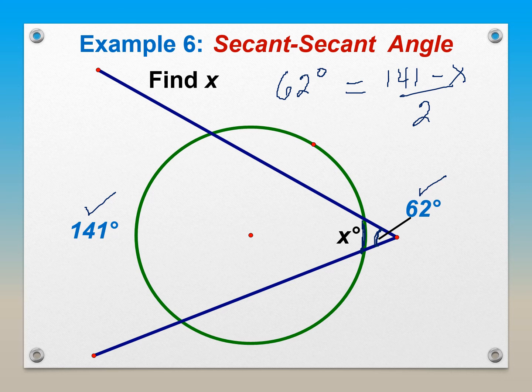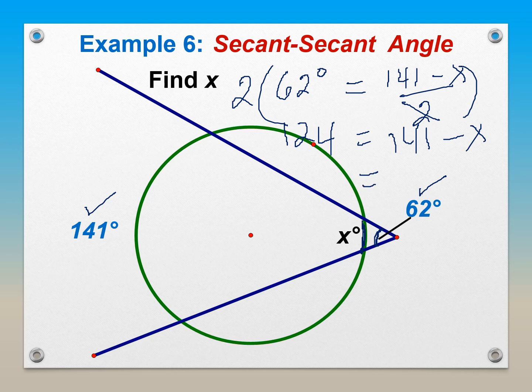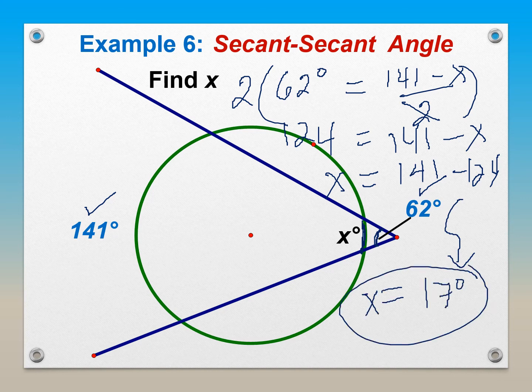Let's solve this. Multiply both sides by 2. Then this will become 124 is equal to 141 minus x. So this will be cancelled. Let's exchange the position. Transpose negative x to the left. It will become positive x. Transpose 124 to the right. It will become minus 124. So 141 minus 124 is equal to 17. The value of x is 17 degrees. Therefore, the measure of the missing arc x is equal to 17 degrees.